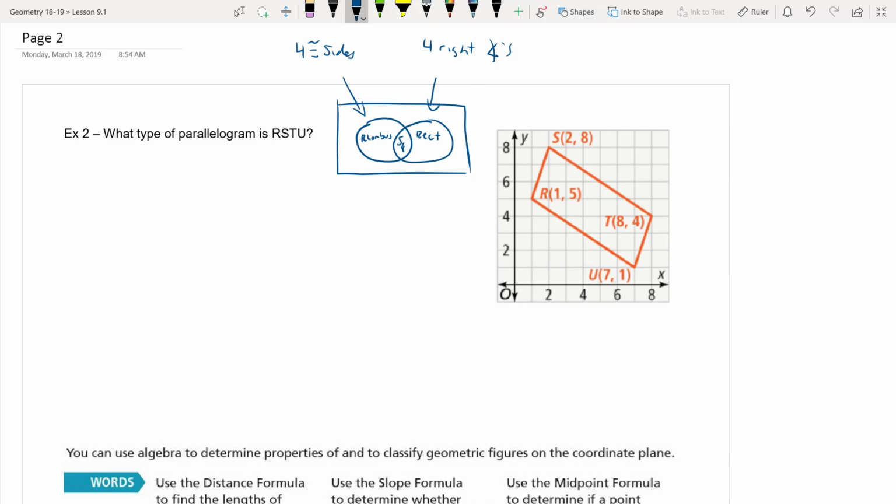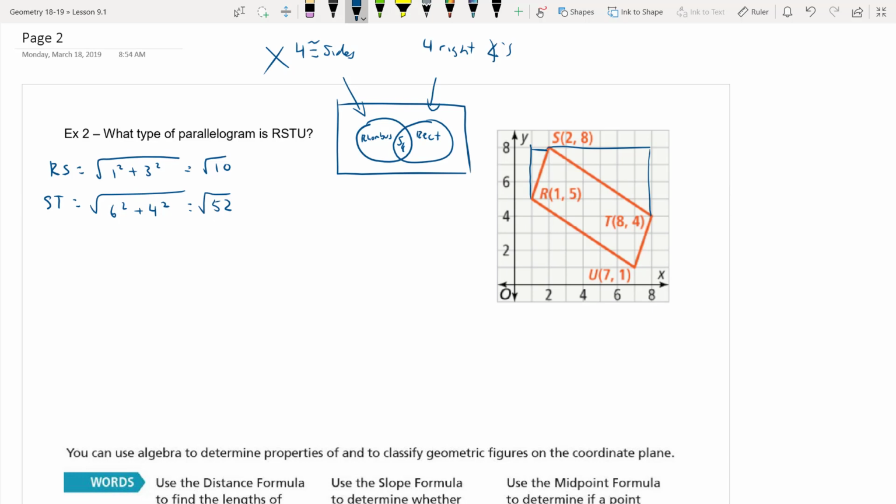So in other words, if I do the distance of RS, looking at this, it goes up by 3 and over 1. So I've got 1 squared plus 3 squared, which gives me square root of 10 there. And if I set up ST, the distance there is 1, 2, 3, 4, 5, 6 squared plus 1, 2, 3, 4 squared. So that's 36 plus 16, or square root of 52.